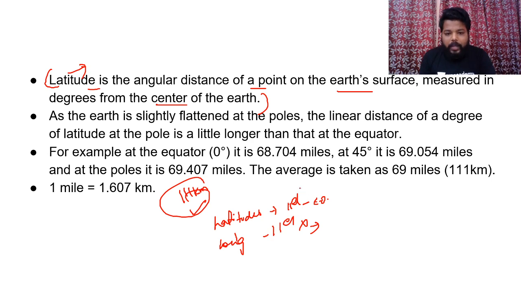But if you see in another regard, near the equator, the distance between two latitudes is 68.704 miles, and at 45 degrees it is 69.054 miles. It means that because of the flattened nature, the distance between two latitudes increases as we move from the equator towards the polar region. Please do remember this point. While we move from the equator to the poles, there would definitely be an increase in the distance between two latitudes. Clear?